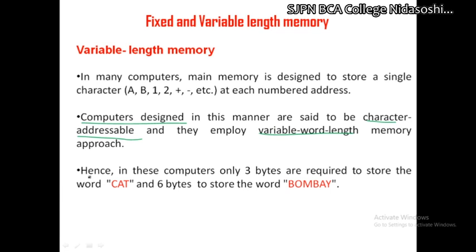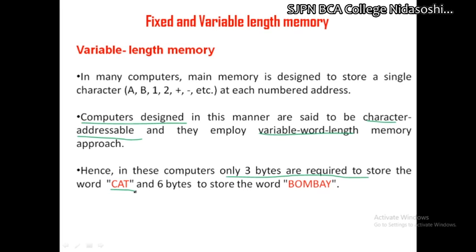Hence in these computers only 3 bytes are required to store the word cat, but in fixed word length memory they require 4 bytes, because that is fixed. In 4 bytes you can store 1 byte, 2 bytes, 3 bytes; the maximum is 4 bytes and the minimum is 1 byte. But if you store only 3 bytes, the remaining 1 byte will be unused. Here there is no unused space for data storing. You can store 1 byte, and it takes only 1 byte of space. If you want to store a 2-byte word, it takes only 2 bytes.